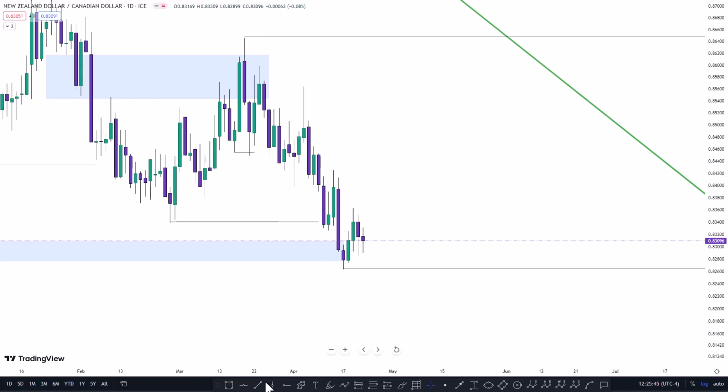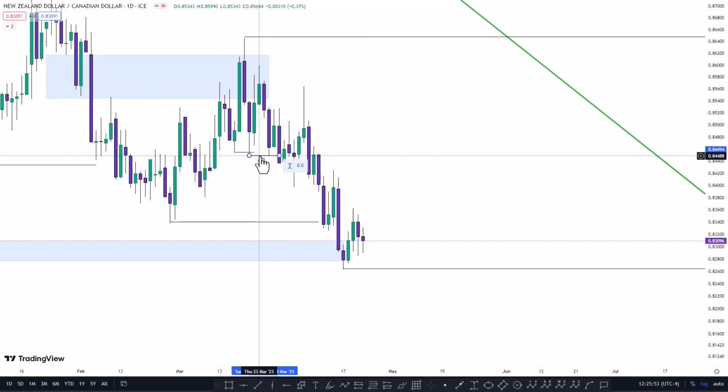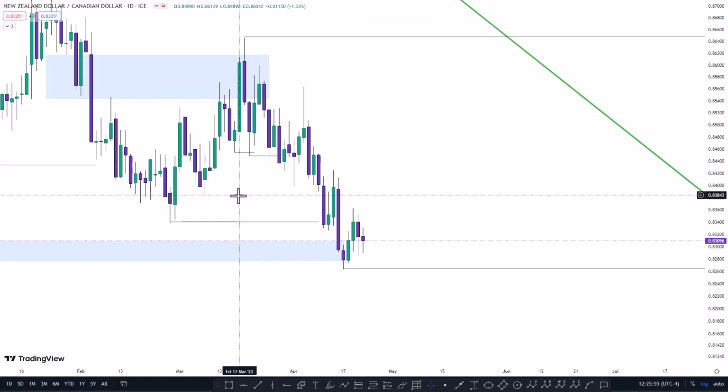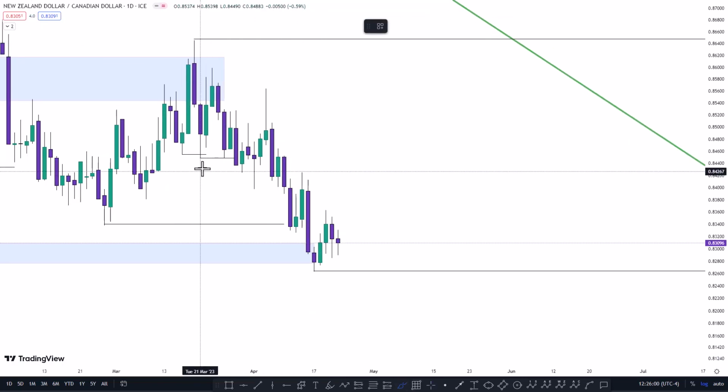Pay attention here, there's something I want to show you. We have got a break of structure right here. As you can see, the market is using internal structure to create this trend all the way down. Remember the smart money objective.